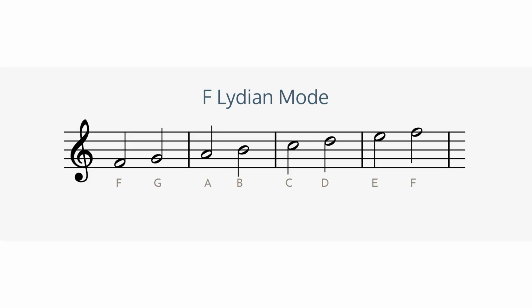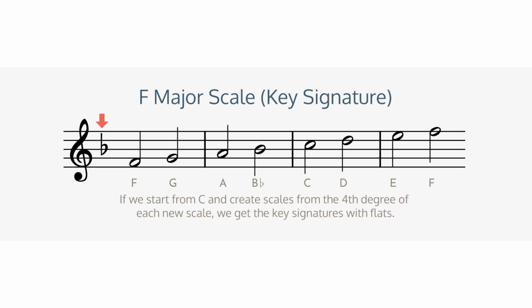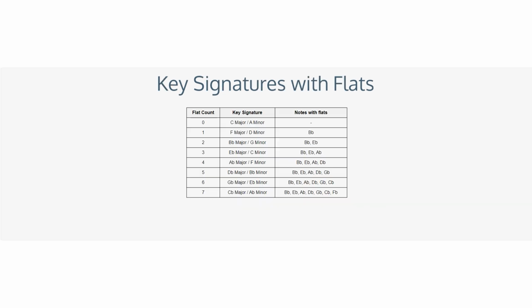If we start a scale from the fourth degree of the C major scale, we get an F Lydian scale, which requires lowering B to B flat to create an F major scale. Continuing this process, starting each new scale from the fourth degree of the previous major scale, we add another flat each time. Here are the key signatures with flats.